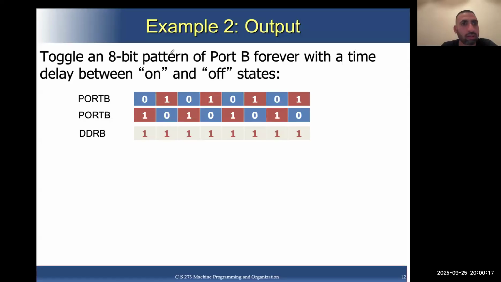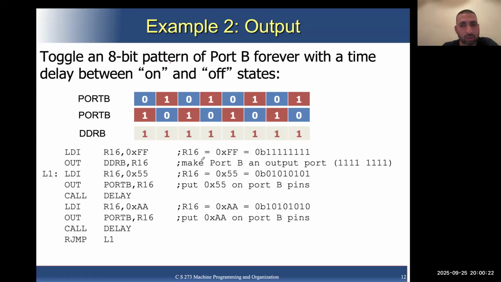Okay, then let me walk you through. So the first thing: since we want to put all ones in DDRB, but we cannot directly write a value into the DDRB register, we load 0xFF, which is simply the hex form of 8-bit binary all ones, into the R16 register. Then we send that R16 register to the DDRB register, right? By this, we are configuring all the pins of port B in output mode, right?